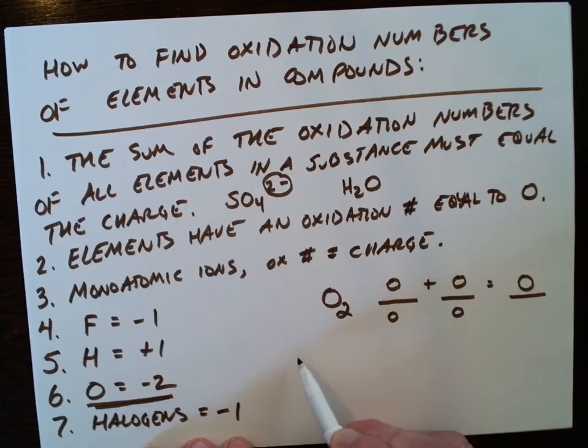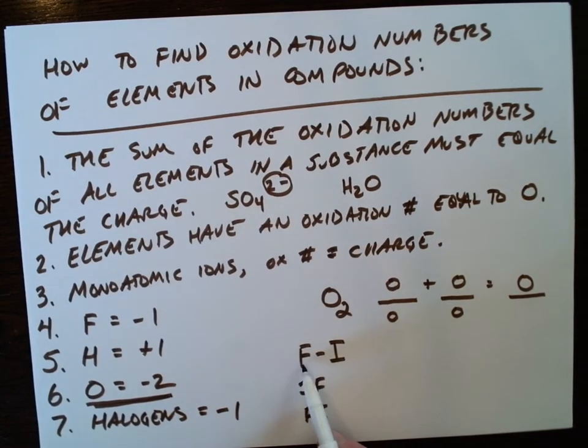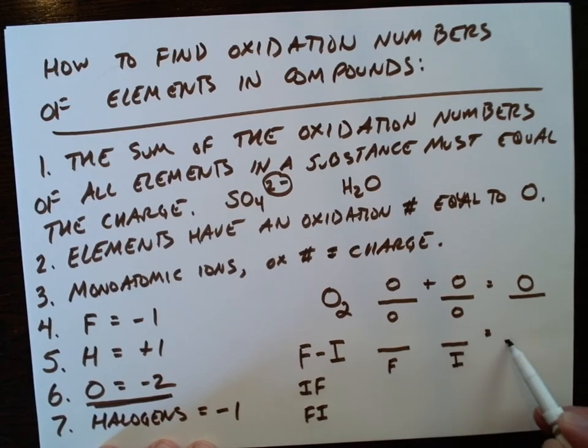Let's take the interhalogen compound IF, which looks kind of weird, just I-F. It would be an atom of fluorine bonded to an atom of iodine. So I'm going to need to assign an oxidation number to fluorine, and an oxidation number to iodine, and when I'm done, it had better equal 0 because this is uncharged.